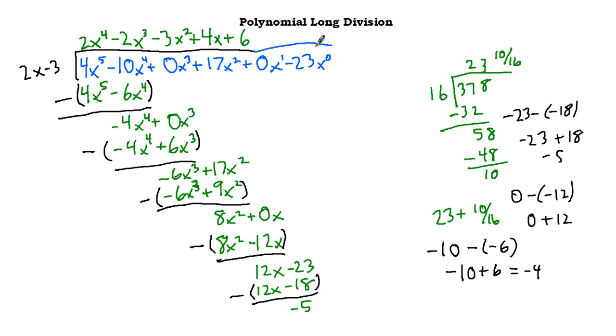And since we ran out of terms, x to the 0 is our final term, this must be the remainder. And the way we write the remainder is we do the same thing we did over here with numbers. We take this number 10 and put it over 16. We take this -5 and we put it over 2x minus 3. So we can actually pull that negative sign out in front and just make it into a minus 5 over 2x minus 3.